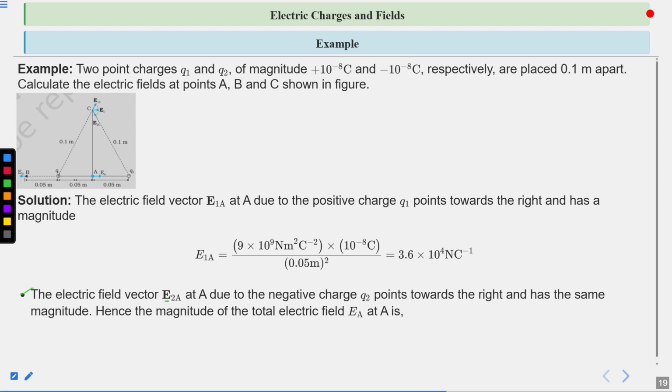The electric field E2A at point A, due to the negative charge Q2, points towards the right and has the same magnitude. Hence the magnitude of the total electric field EA at A is E1A plus E2A, equal to 7.2 into 10 raised to the 4 newton per coulomb. We already learned the concept to find the electric field due to multiple charges. So there are only two charges. In that case, the electric field EA is equal to this one. EA is directed towards the right. The direction is the right side.